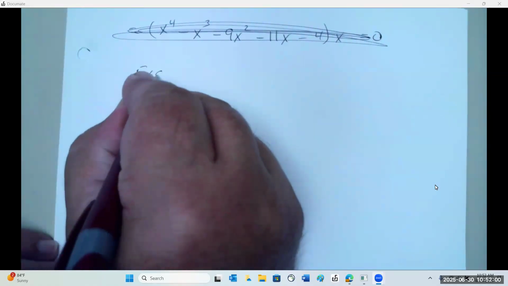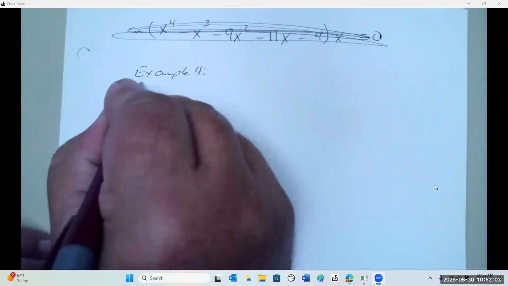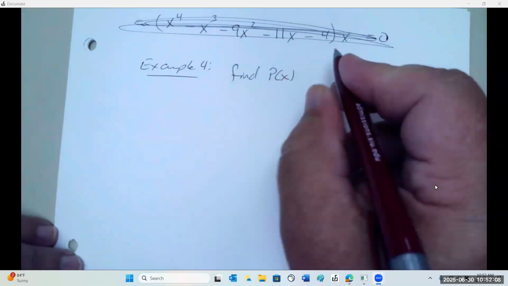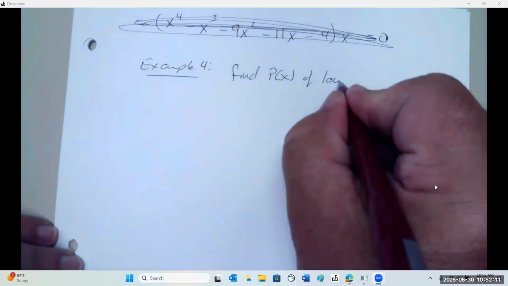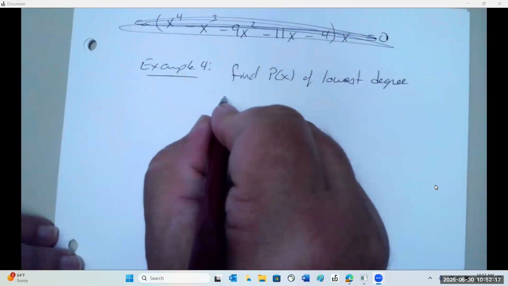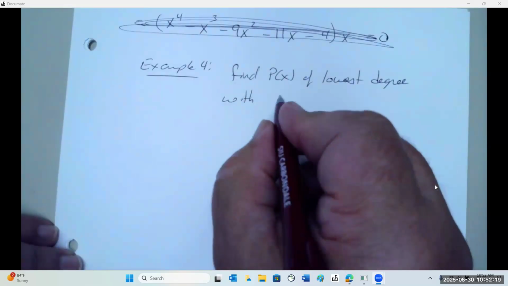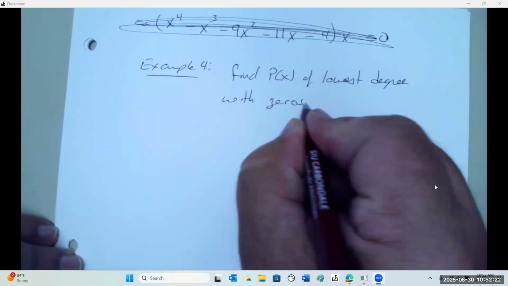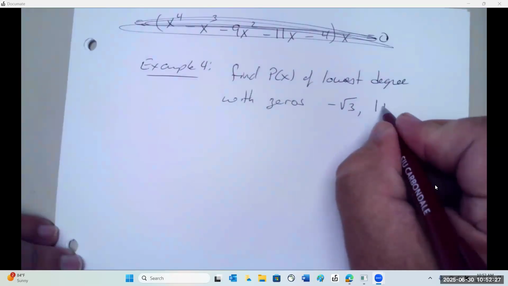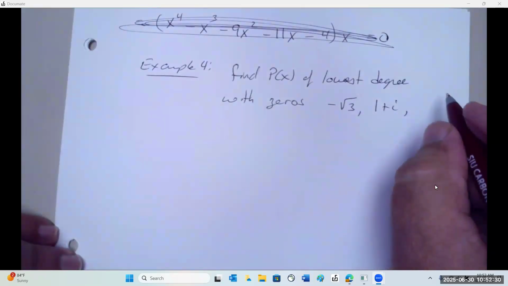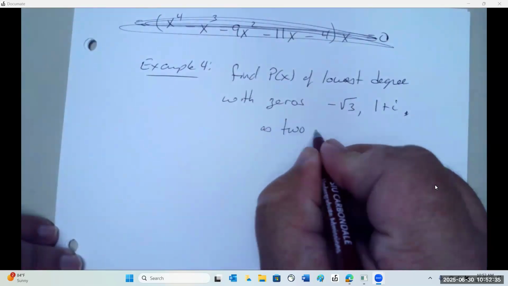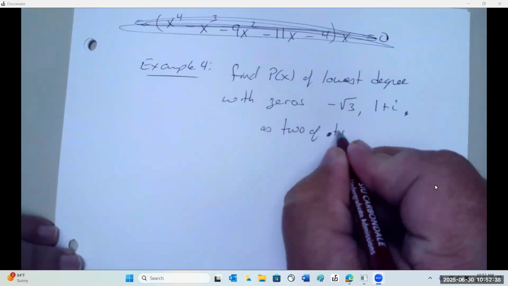Example 4. Now this one's going to ask you to work it out. Find the polynomial of lowest degree with zeros negative radical 3 and 1 plus i as 2 of its zeros.